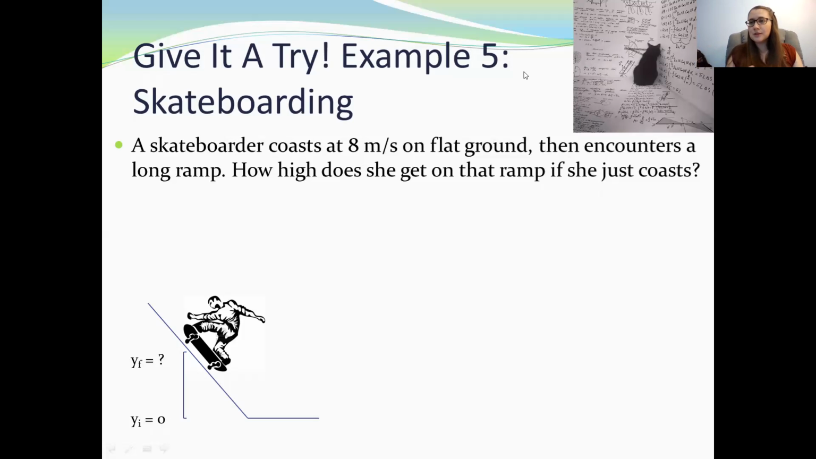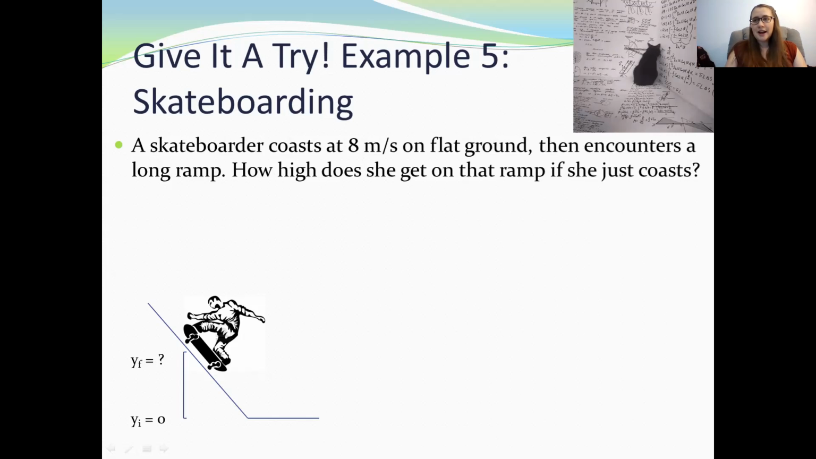So hopefully as we go through these examples, you'll start to see those patterns that were mentioned in the video on Thursday. And once you get the hang of these patterns, then you'll probably find that these energy problems are actually much simpler to solve than some of these other types of problems that we've been doing previously. So for example, this example that we're starting out with, example 5, skateboarding.